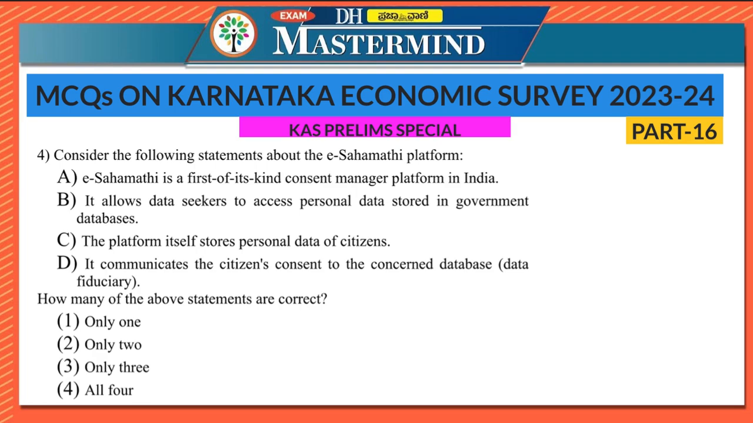It communicates the citizens' consent to the concerned database or data fiduciary. So, statement A is correct. It is a first of its kind consent management platform in India. It allows data seekers to access personal data stored in government databases. Correct. The platform itself stores personal data of citizens is wrong. It does not store any personal data of any citizen. It communicates the citizen's consent to the concerned database, data fiduciary. Correct. So the right option is option 3, only 3 here.